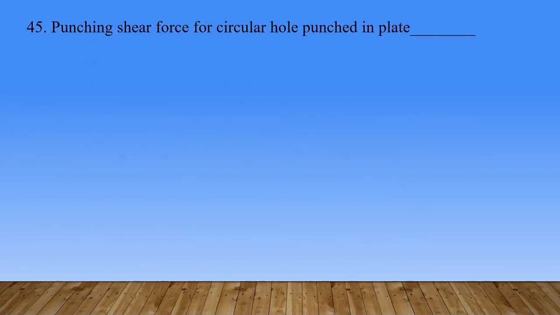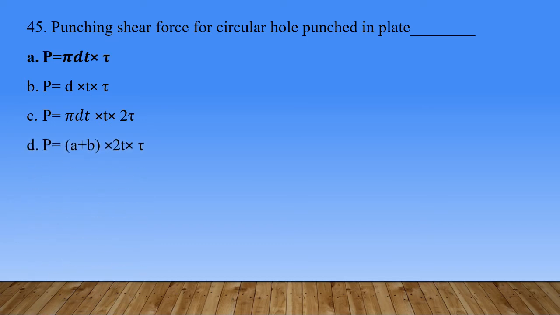Question number 45. Punching shear force for a circular hole punch in a plate. Option A, P is equal to pi dt into tau. Option B, P is equal to dt into tau. Option C, P is equal to pi dt into 2 times of tau. Option D, P is equal to (A plus B) into 2T into tau. The correct answer is option A, that is P is equal to pi dt into tau.